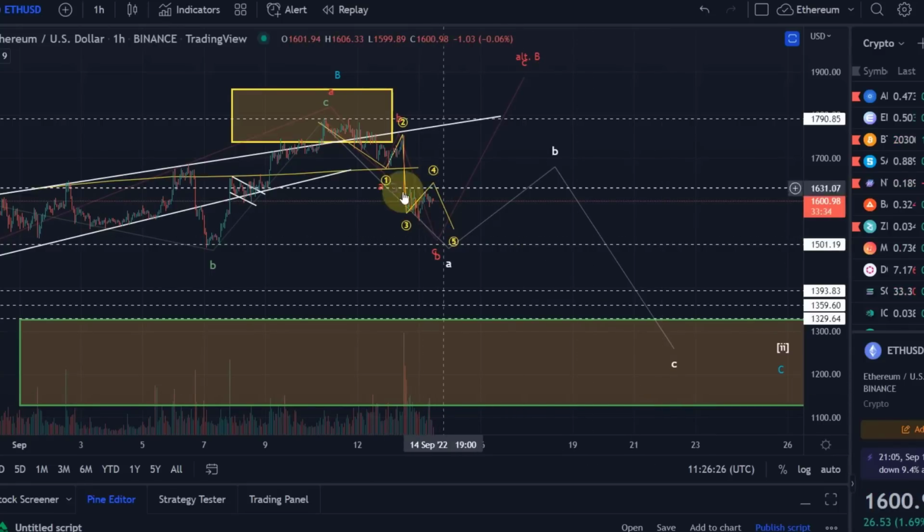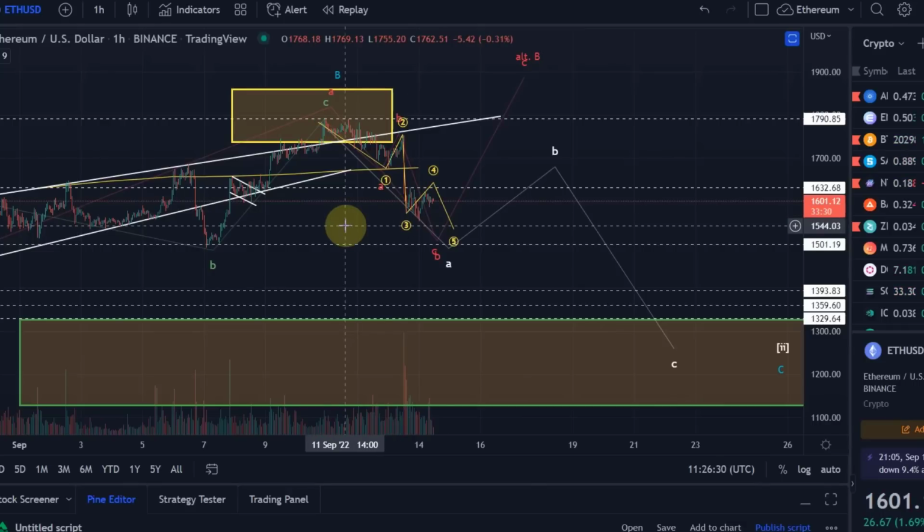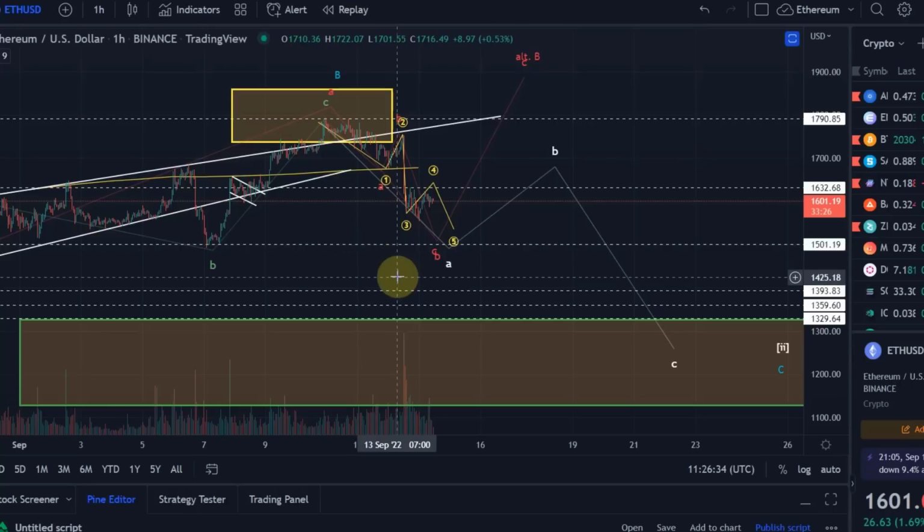This TA should allow you to understand the possibilities and different scenarios, and the risk as well, and the possible reward. And that's my update about Ethereum.